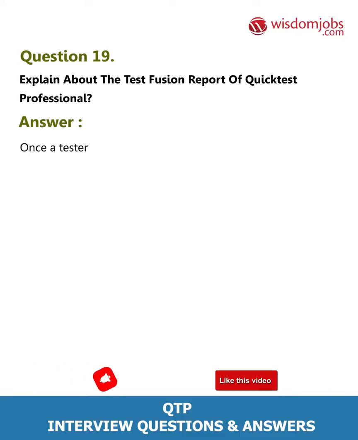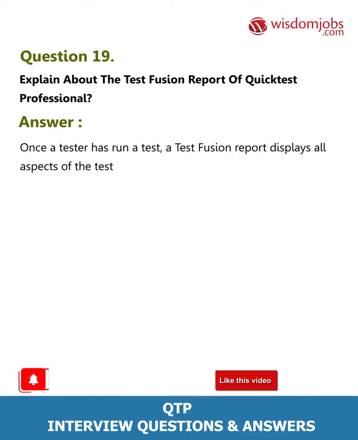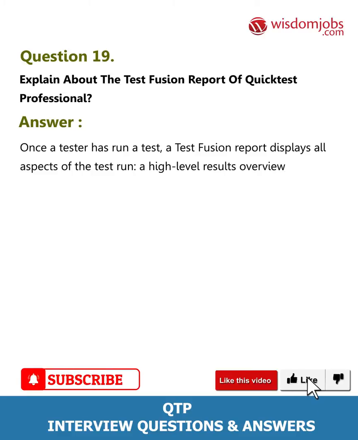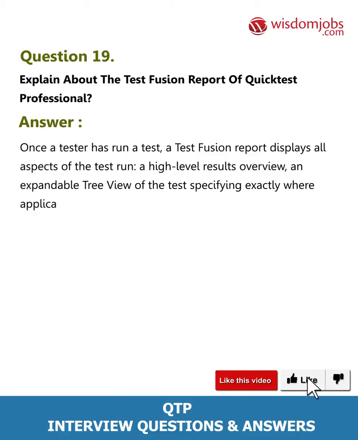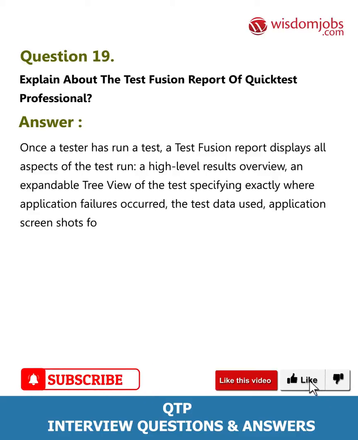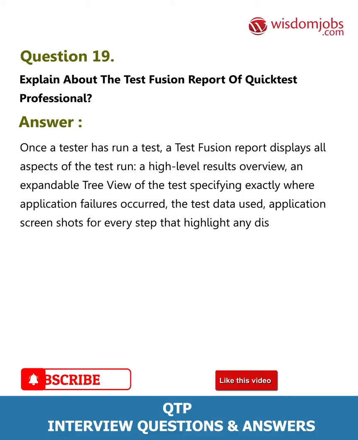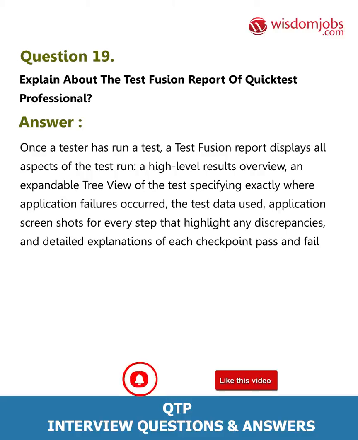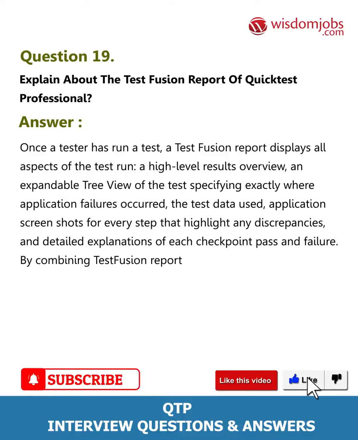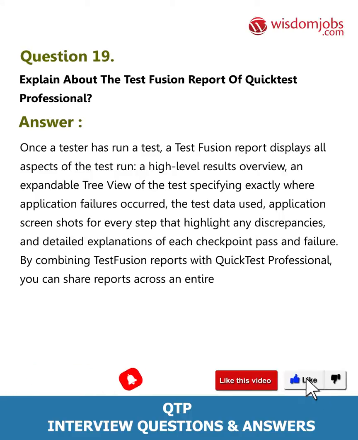Answer. Once a tester has run a test, the TestFusion report displays all aspects of the test run: a high-level results overview, an expandable tree view of the test specifying exactly where application failures occurred, the test data used, application screenshots for every step that highlight any discrepancies, and detailed explanations of each checkpoint pass and failure. By combining TestFusion reports with QuickTest Professional, you can share reports across an entire QA and development team.